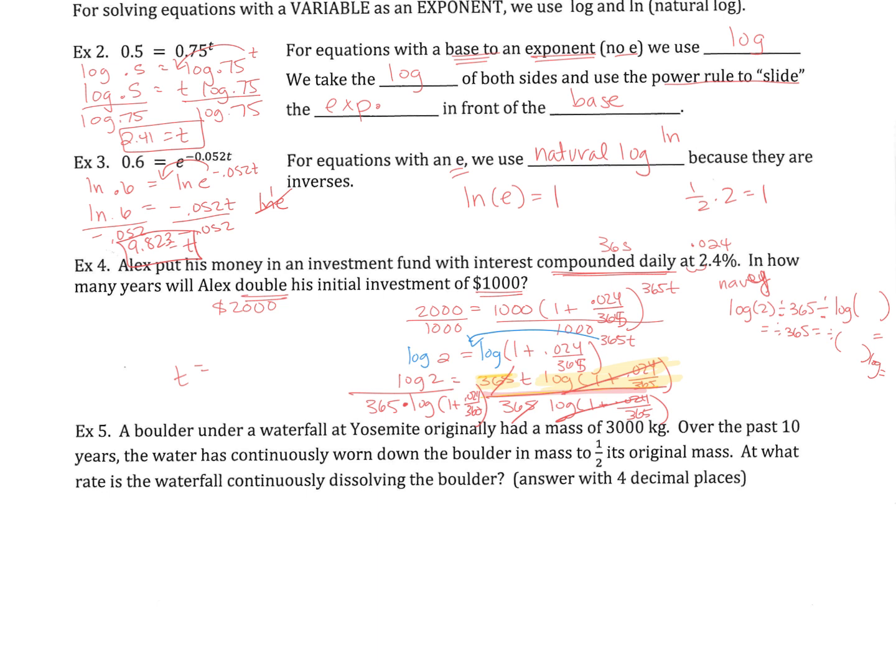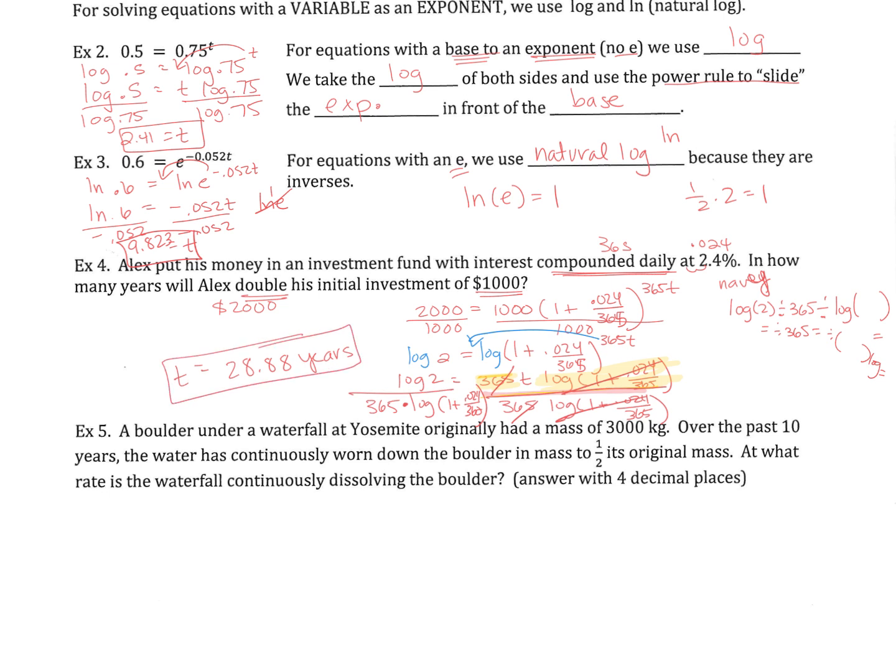If you do it correctly, you should be getting 28.88 years. And that's just 28 years and some portion of months. 0.88 parts of a year is what that's telling me. So that should be my answer if I put it in correctly.